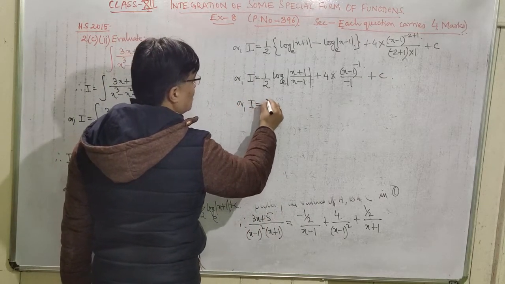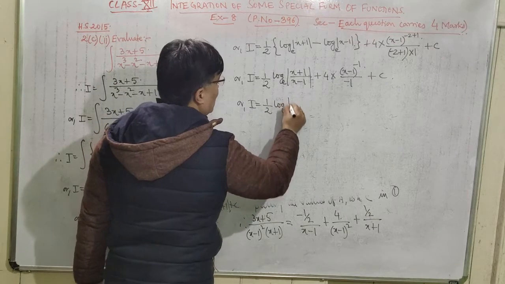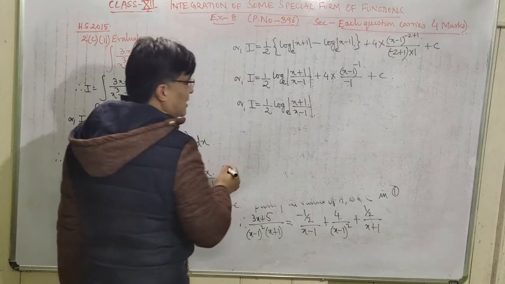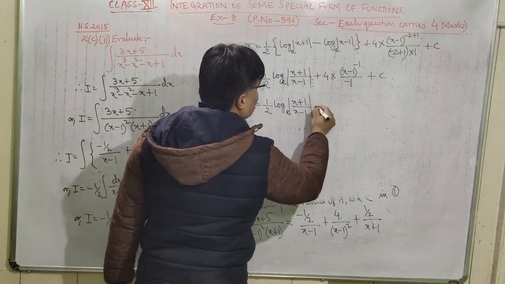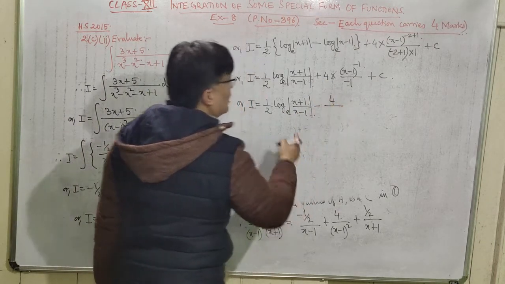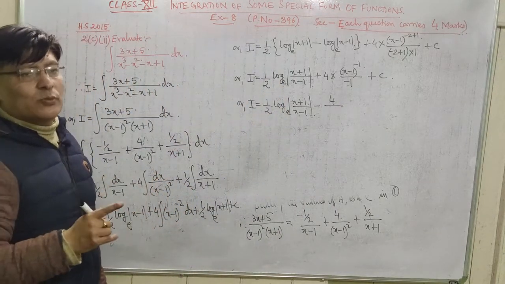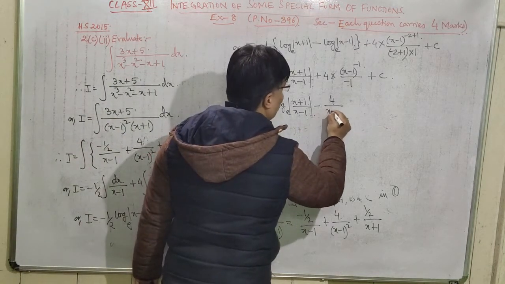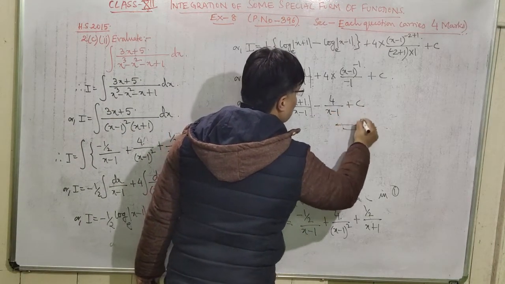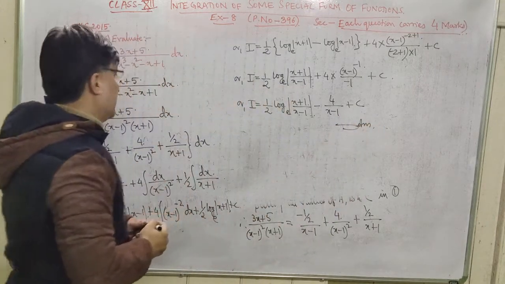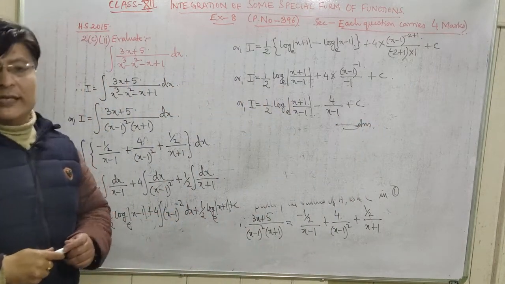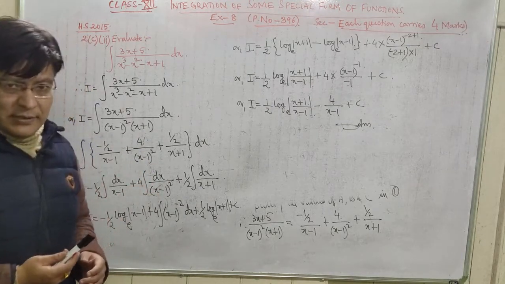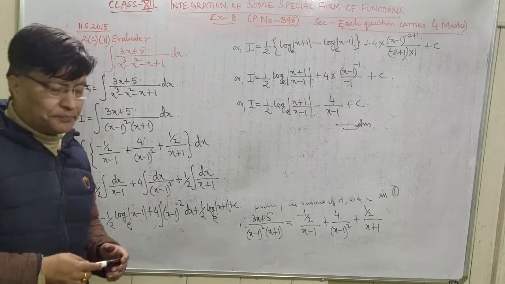So I is equal to half log within mod (x plus 1 divided by x minus 1), the base is e, then plus and minus, this is 4 divided by, since the power of x minus 1 is minus 1, it can be taken to the denominator to make it positive. So 4 upon x minus 1, plus c. So this is the final answer. So I think you have understood it. This question is very, very important, and this question is from HS 2015. Okay, so you can copy it.